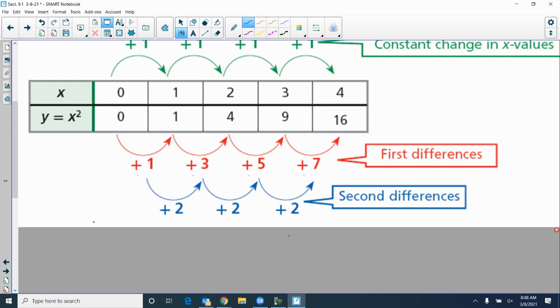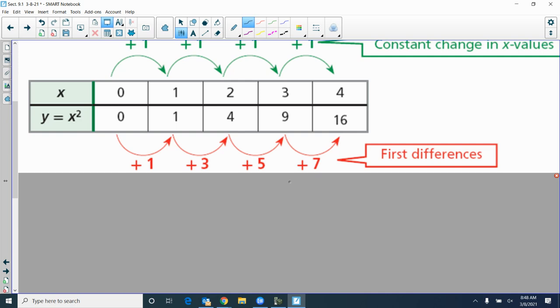We want to figure out the first differences. Take 1 minus 0, which is 1. 4 minus 1 is 3. 9 minus 4 is 5. 16 minus 9 is 7. Put that right underneath that chart. You always go right to left when you subtract. You can also just think about how you get to the next number: I go up 1, I go up 3, I go up 5, I go up 7. Those are your first differences.